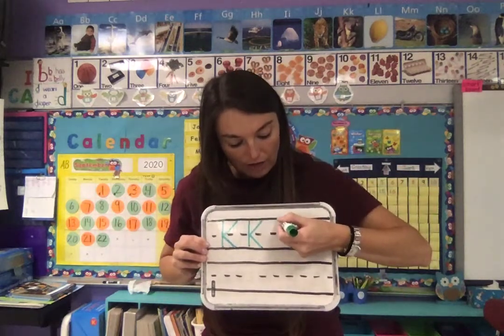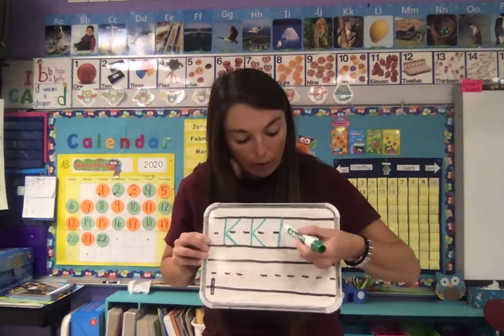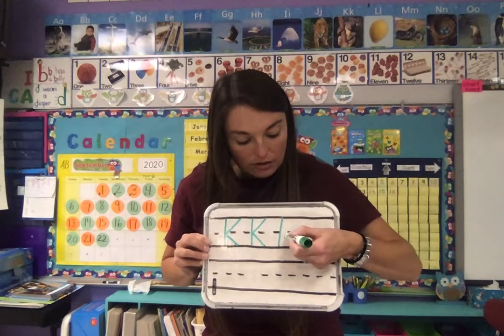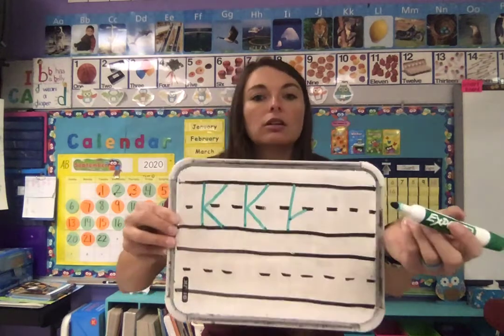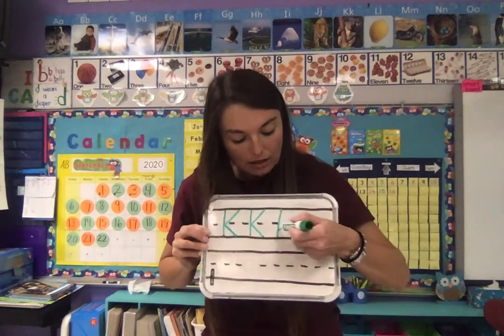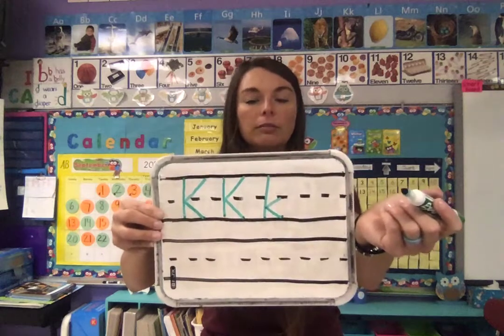We're doing a straight line from top to bottom. This time, instead of coming to the top line, we're going to start at the middle line and go about to the middle section of that line that's in between the middle and the bottom line. And then from there, we're going to come out to the bottom.